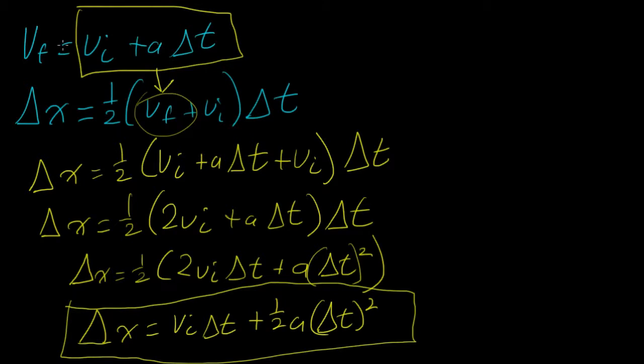Notice how the earlier formula gave us Vf, Vi, a, and t. This one gave us delta x, Vf, Vi, and delta t. This one leaves out Vf, and we have the other four.